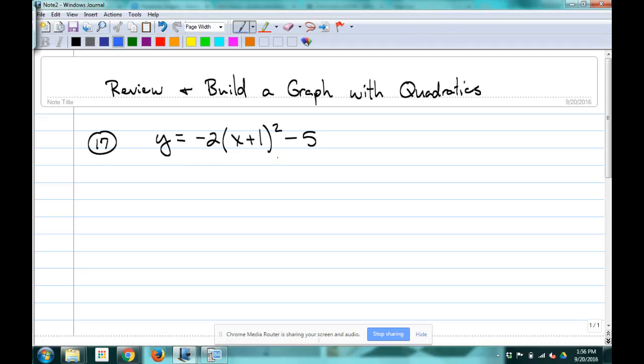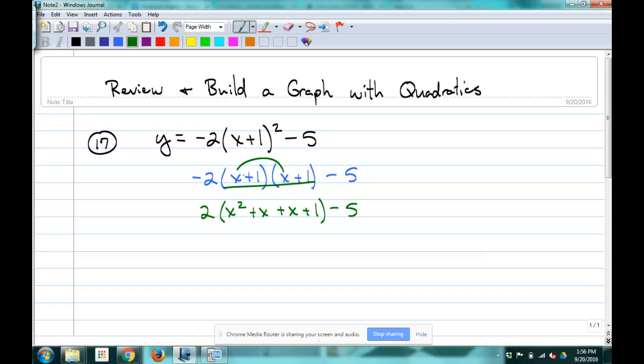To get this into standard form, we've got to remember that x plus 1 squared just means x plus 1 times x plus 1. And then when we multiply those two together, that's x squared plus x plus x plus 1. X times x is x squared. X times 1 is 1x. 1 times x is 1x. 1 times 1 is 1. That's the distributive property twice. Really all it is.